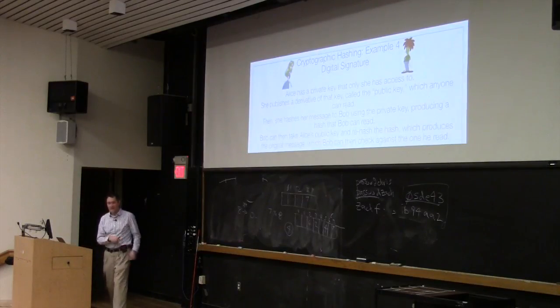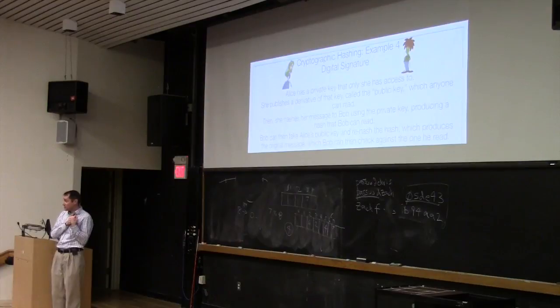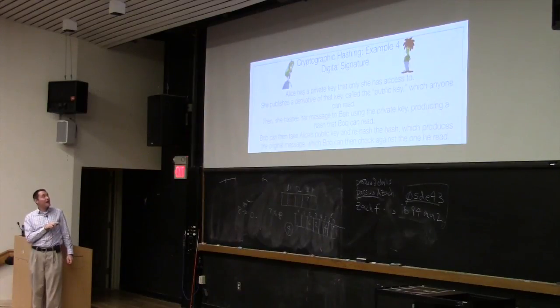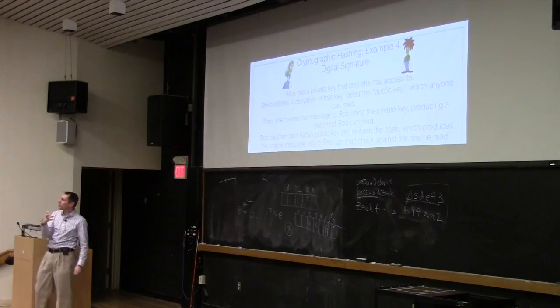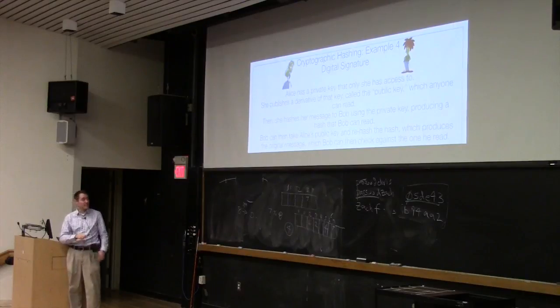Let me see if I've got the details here. Okay, we've got 2 minutes. Alice has this private key. She gets to keep it. Nobody else gets to see it. What she does, and then there's a public key, which is actually a derivative of it, but it's one of these one-way functions. So you can't go back from the public key to the private key. It's almost impossible to do that.